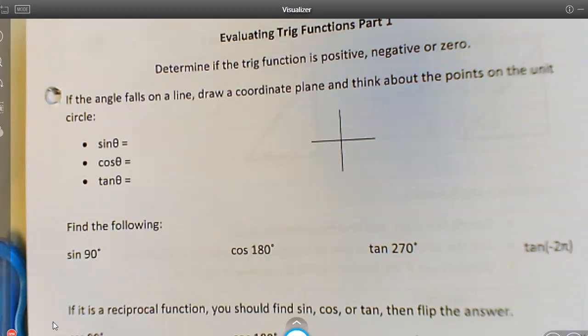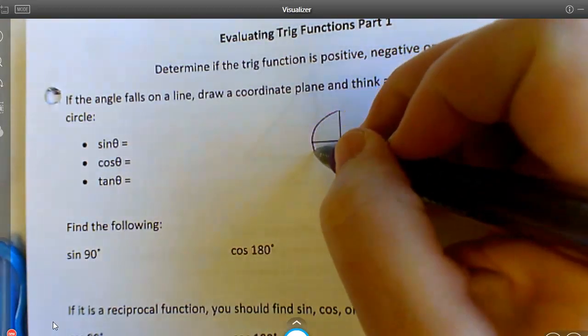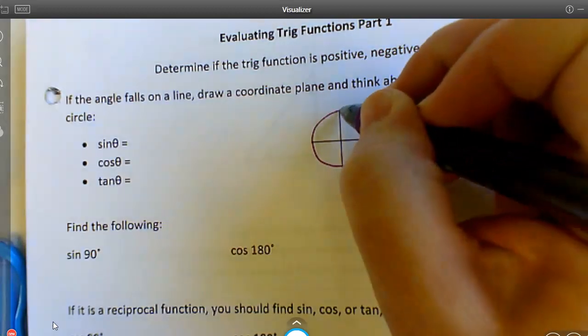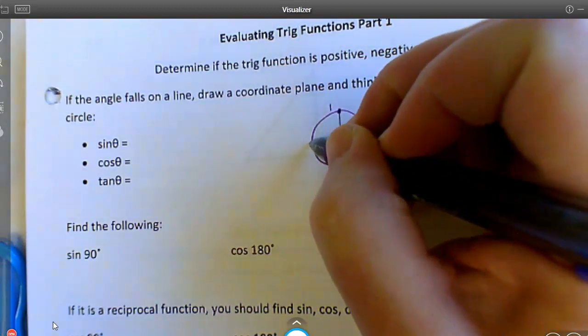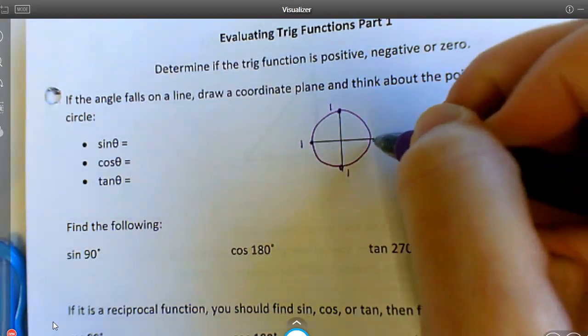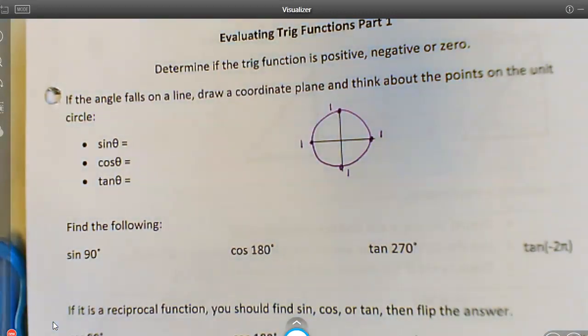The unit circle is really important for a lot of this, and when we talk about the unit circle, we're talking about a circle that's 1 all the way around. So it goes up 1, over 1, down 1, and right 1. All the way around, we're looking at a circle where the radius is always 1.